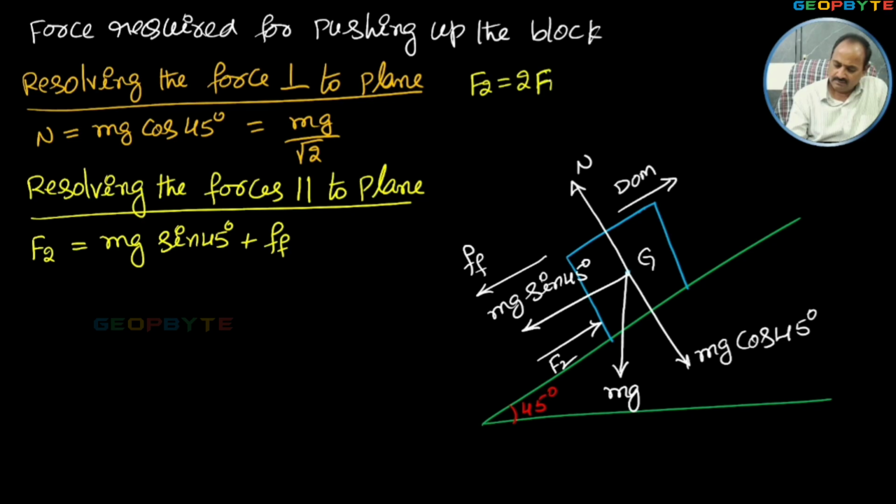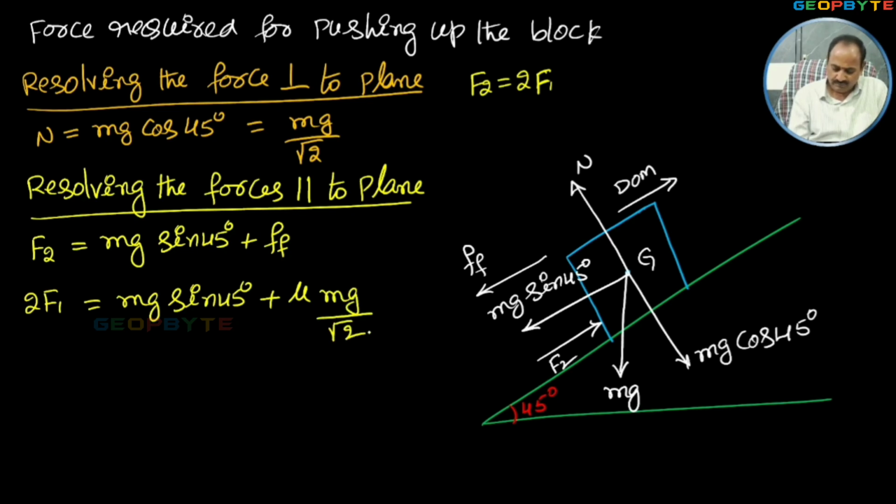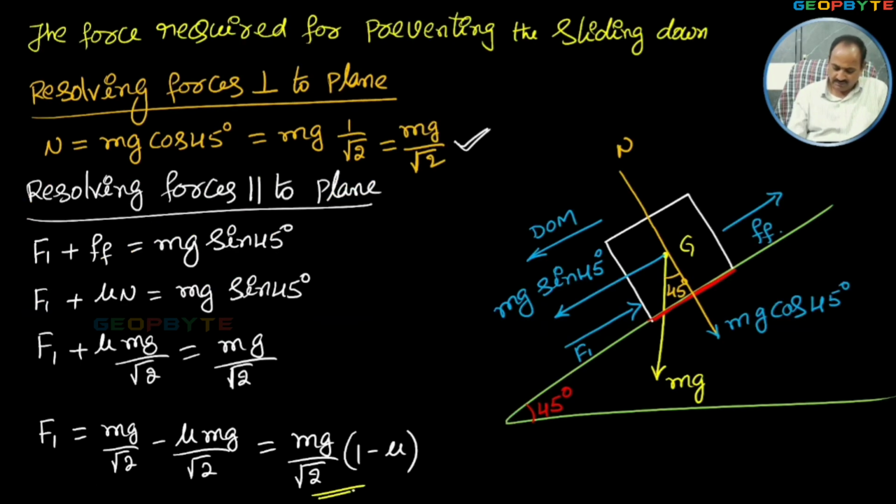2F1 is equal to mg sin 45 degrees plus the frictional force, mu into N. N is mg by root 2. So 2 into F1, what is the F1 value? This is F1: mg by root 2 into (1 minus mu).